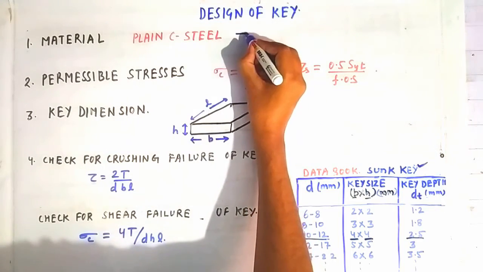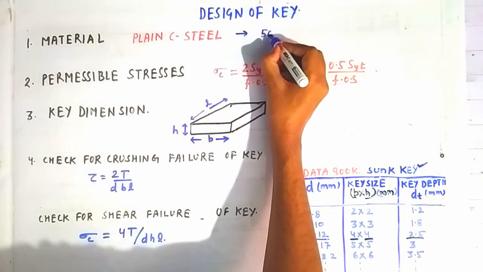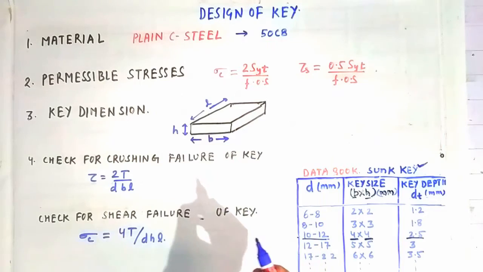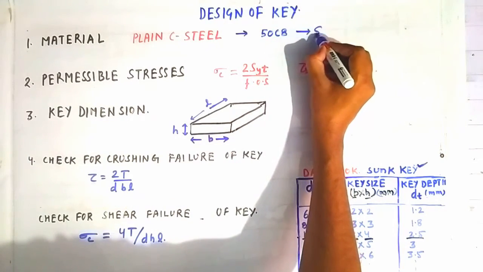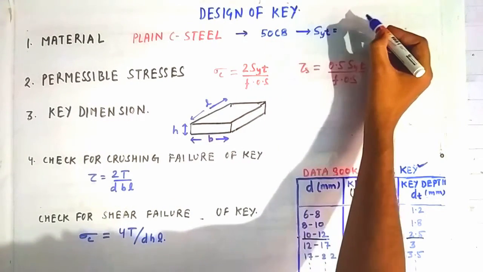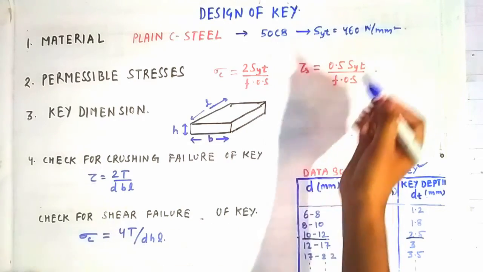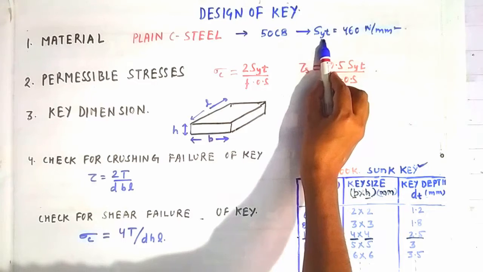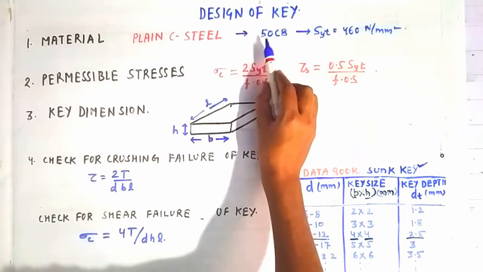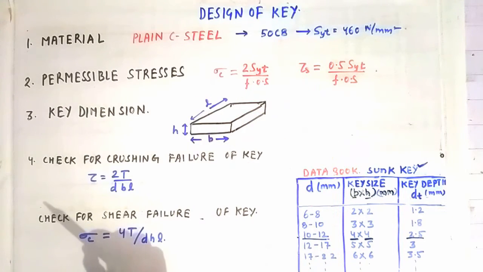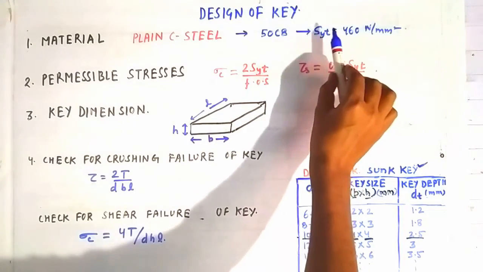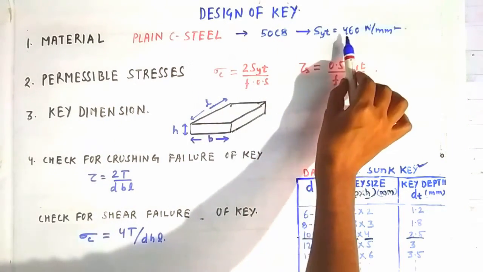Suppose I am selecting the plain carbon steel 50C8 designation as my key material, whose yield strength in tension is equal to 460 Newton per mm square. So you have to write down the value of this SYT, that is the yield strength in tension for the key material, from your design data book. This is a very important data. So this is the first step.